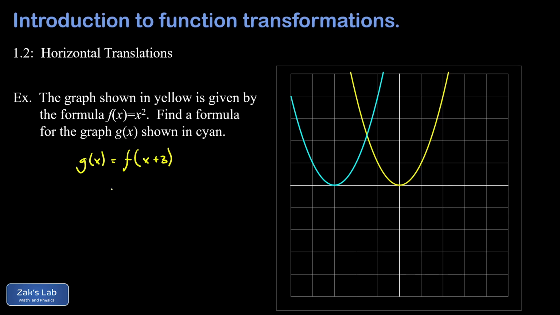Now all we have to do is sub in x + 3 for x in the formula for f(x), and we arrive at a formula for g. It's (x + 3) quantity squared. Just as a really quick check on our work, we can verify that this is working for the vertex. So I can look at g(−3), and that is 0, just like the graph, and we're done.